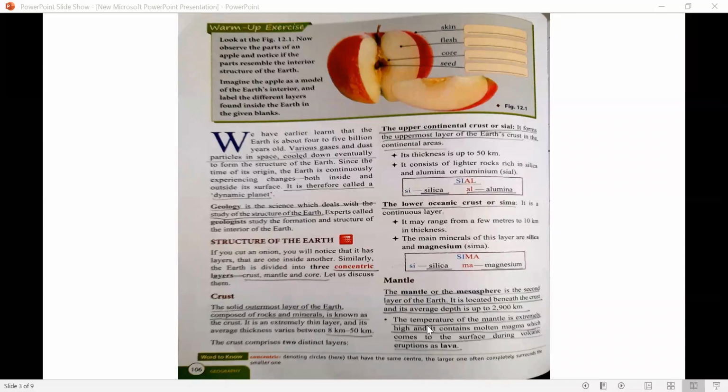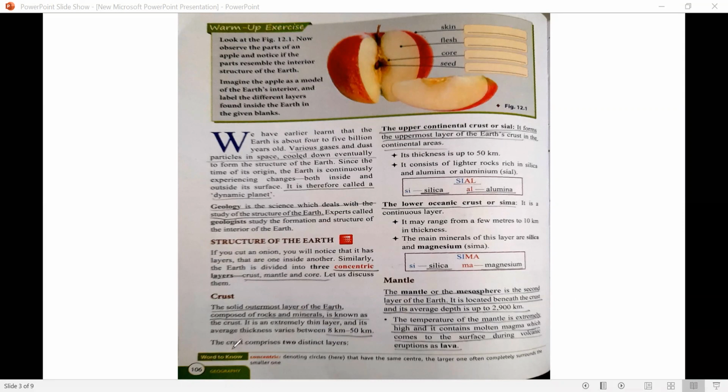So, as you know, the Earth is composed of rocks and minerals over its crust, and it is an extremely thin layer over the Earth's mantle and core. It is actually a very thin layer on which we live, and its average thickness is only 8 kilometers to 50 kilometers. So this is the important point to learn: how much thickness does the Earth's crust have? It has 8 kilometers to 50 kilometers.